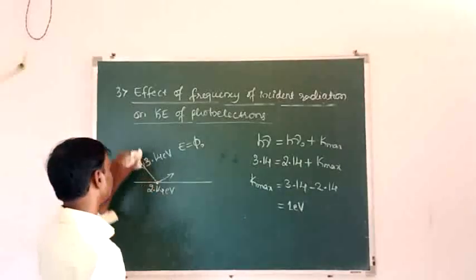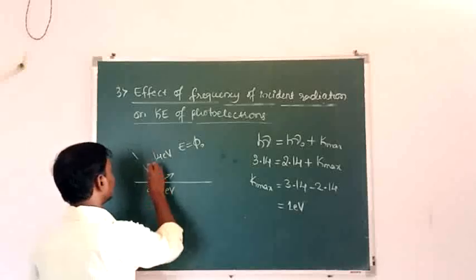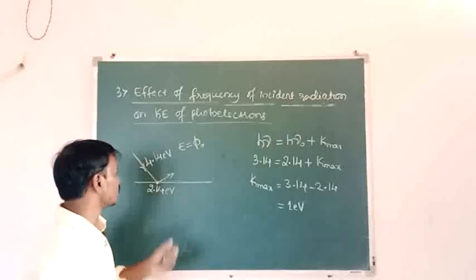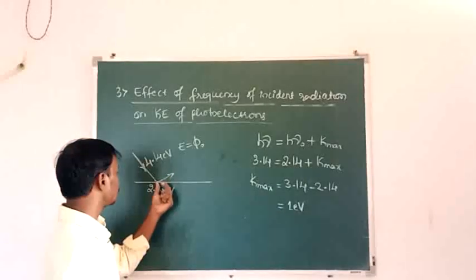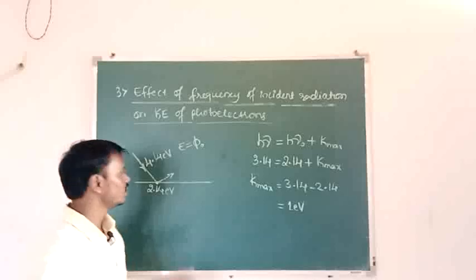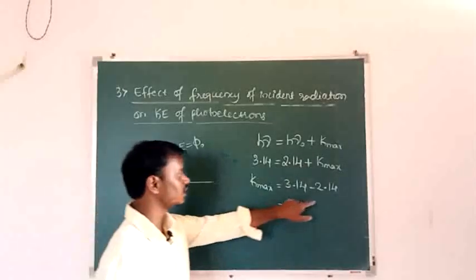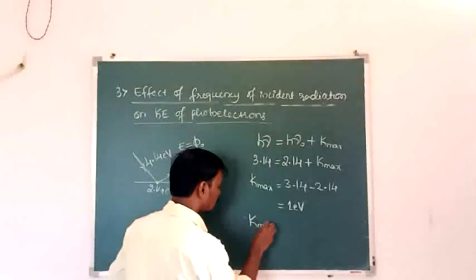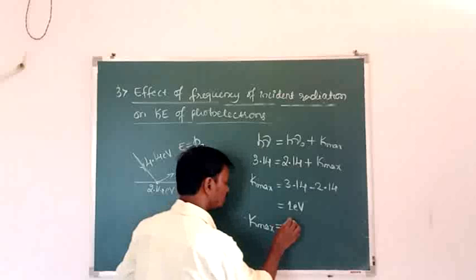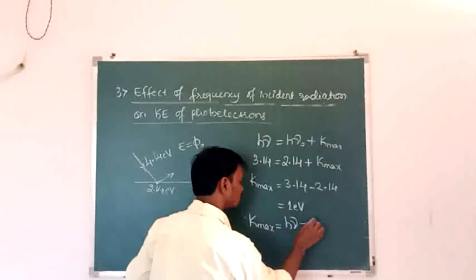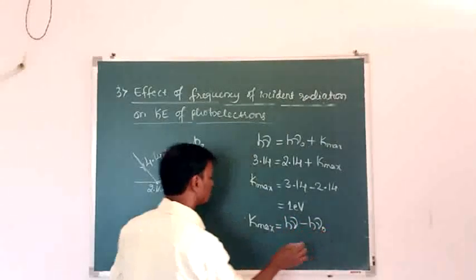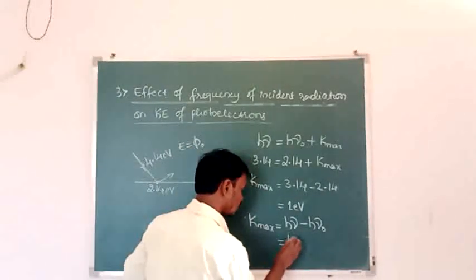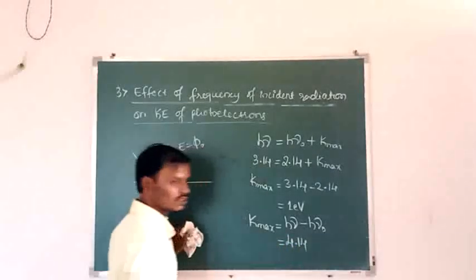So I will take one more example. If the energy of incident radiation is equal to 4.14 electron volt, then part of the energy is required to eject the electron from the surface of the metal, and the remaining part of the energy is converted into kinetic energy of the ejected electron. So the kinetic energy of the ejected electron is equal to the energy of incident radiation minus the work function of the metal. So what is the energy of incident radiation here? 4.14, which is greater than the work function of the cesium metal.